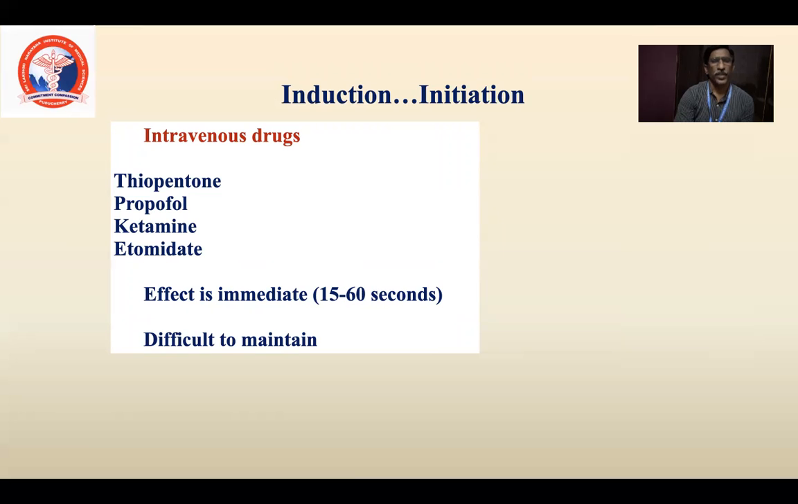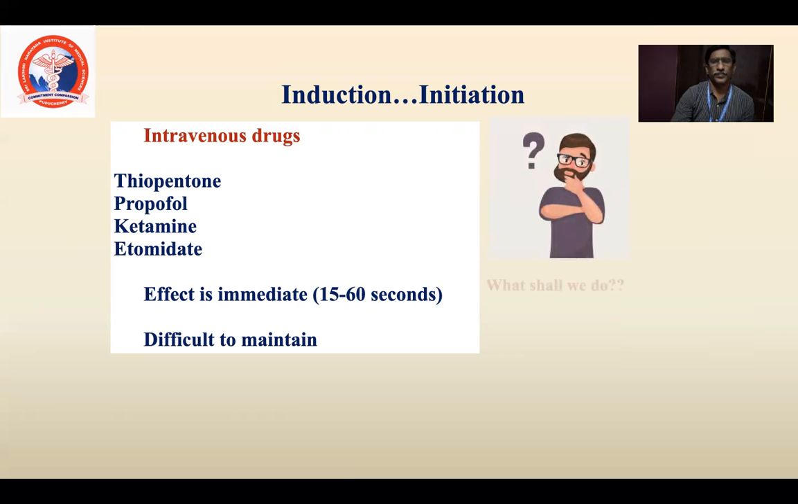That is one arm brain circulation. You are giving the drug in one of the arms, the blood reaches the right side of the heart, then goes to the left side of the heart and reaches the brain within 15 to 60 seconds. But the difficulty is they are all short acting. So we cannot use them for maintenance. They are useful for induction, but not for maintenance. Propofol can be used for maintenance if it is given as an infusion.